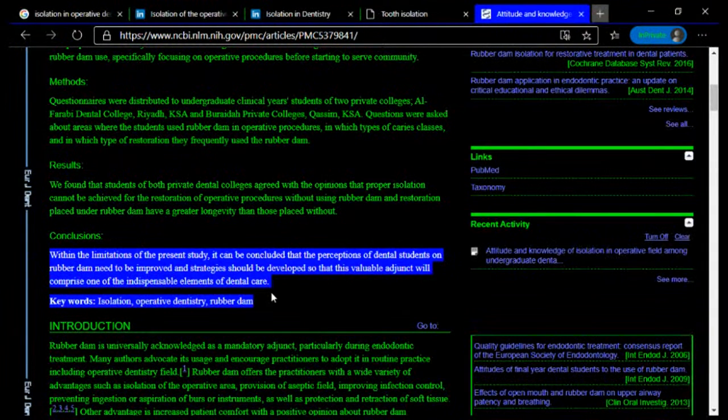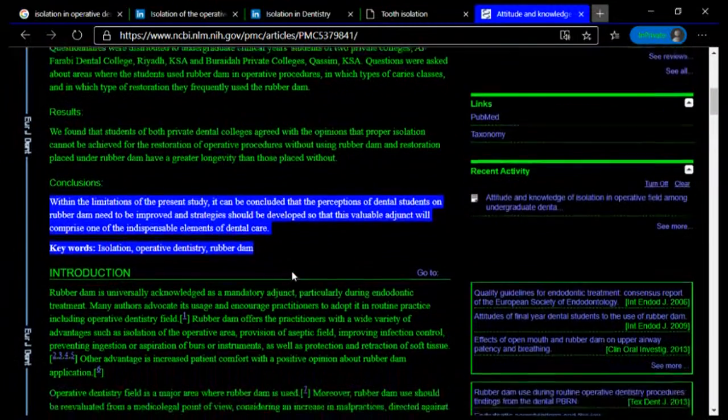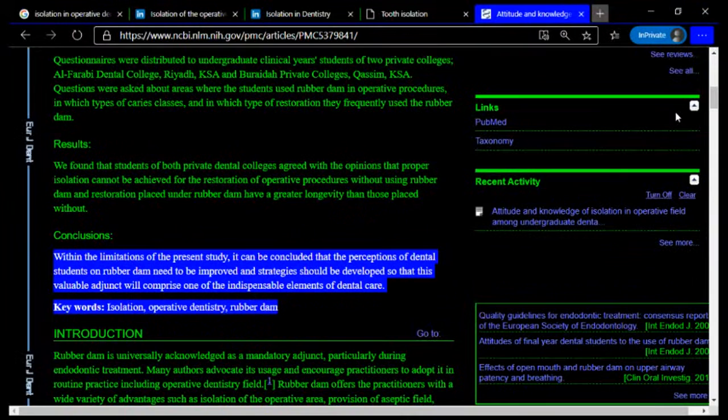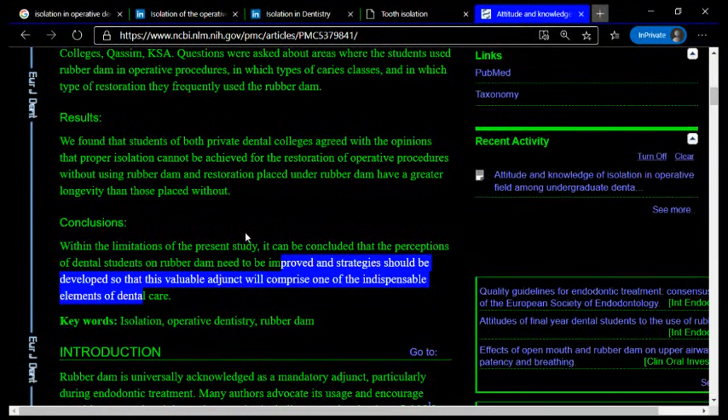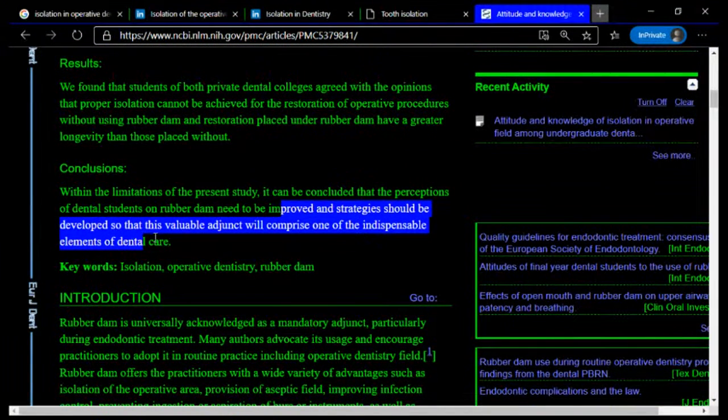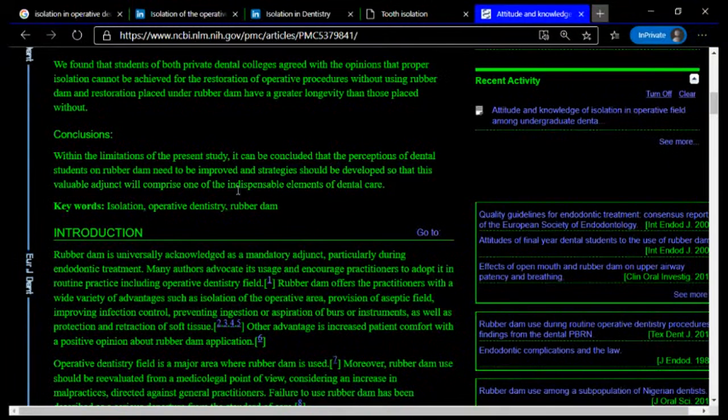And the conclusion was something like: within the limitations of the present study, it can be concluded that the perceptions of dental students on rubber dam need to be improved, and strategies should be developed so that this valuable adjunct will comprise one of the indispensable elements of dental care.